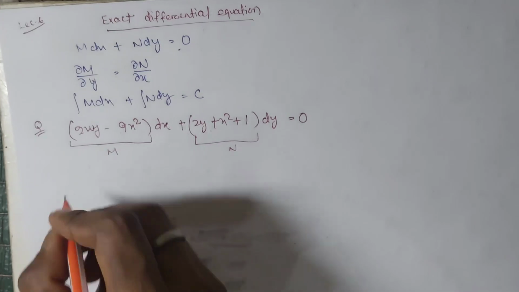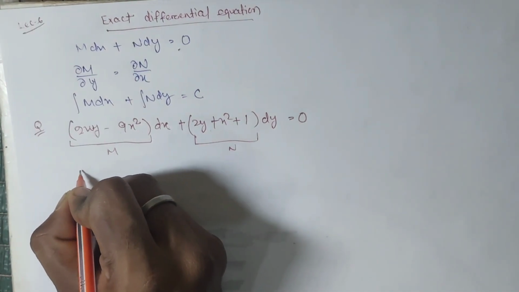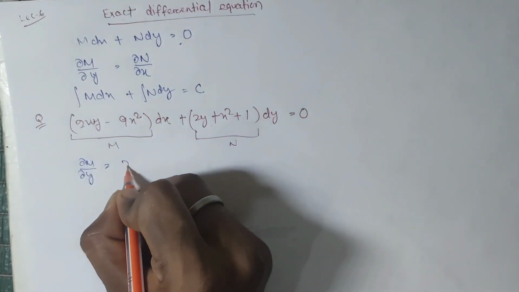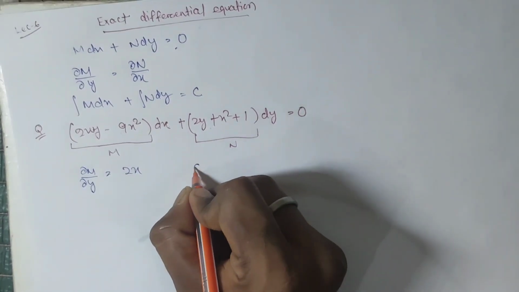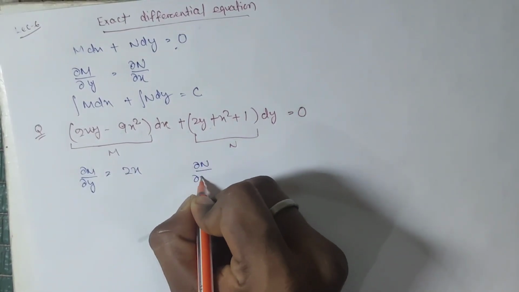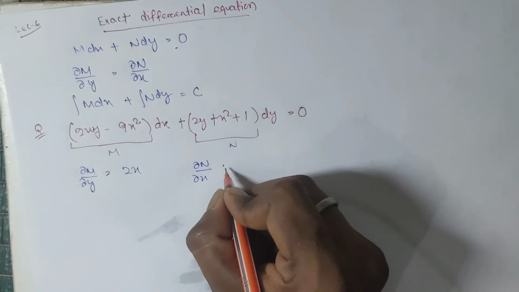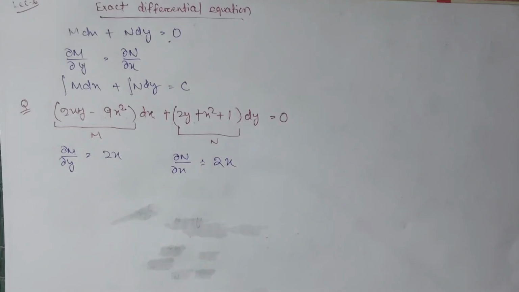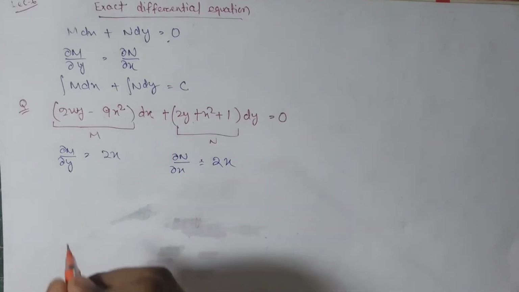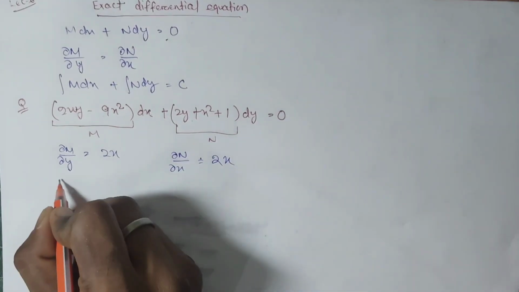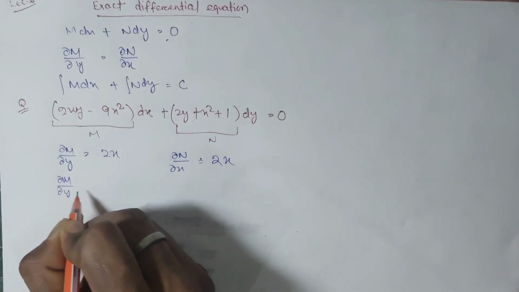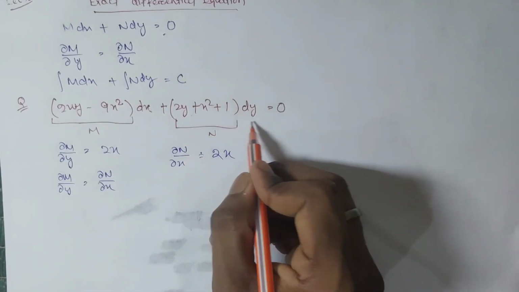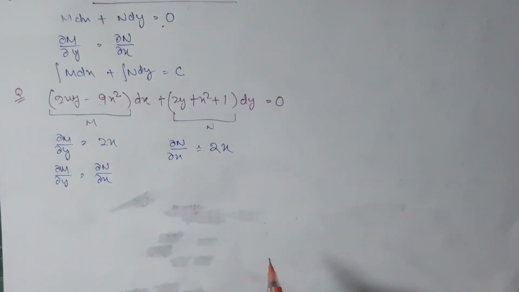So what we can do is differentiate: ∂M/∂y becomes 2x, and ∂N/∂x becomes 2x. So we can see that ∂M/∂y equals ∂N/∂x. So this equation is an exact differential equation.